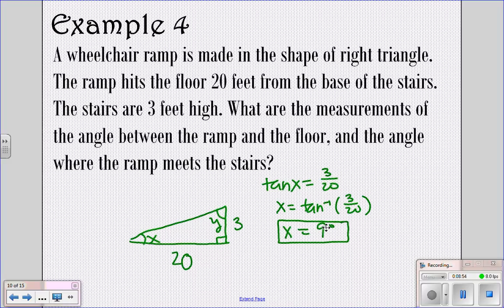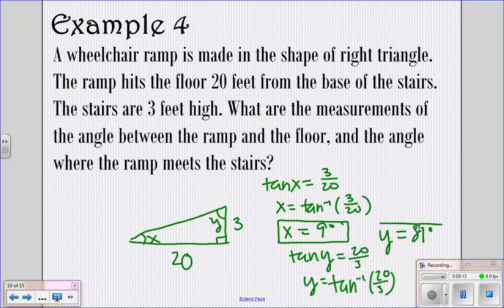Okay, and then we're going to do the same thing for Y. The tangent of Y is 20 over 3, and so Y is tangent inverse of 20 over 3. And so our Y, if you plug that into your calculator, you should get 81 degrees. If you'll notice, 9 plus 81 adds up to 90 degrees. Should these two angles add up to 90 degrees? Well, they should, because they are complementary. So that's one way you can kind of check to see if your answers are possible. If they add up to 90, they should, because they are going to be complementary.